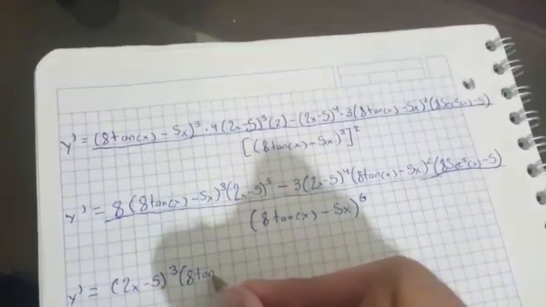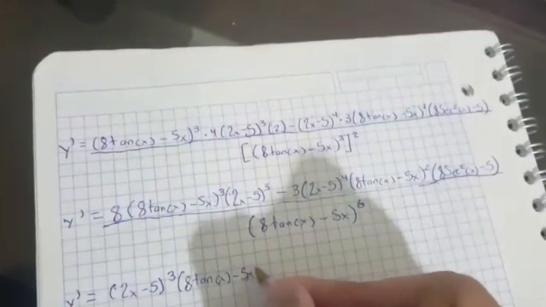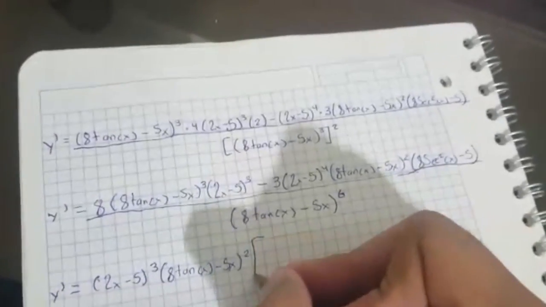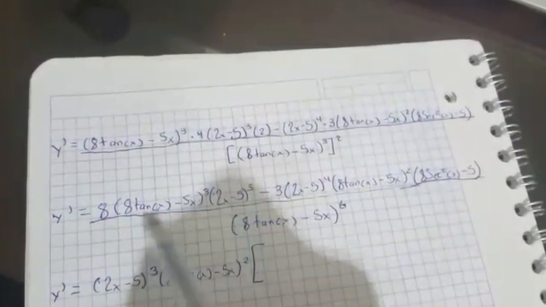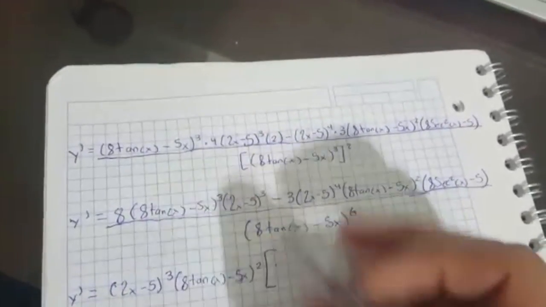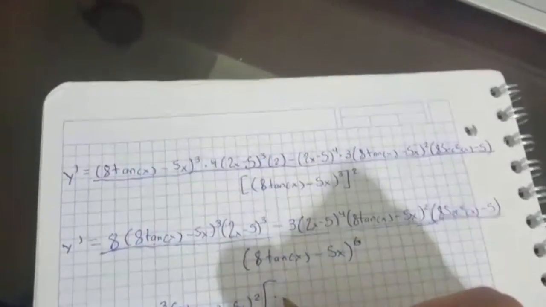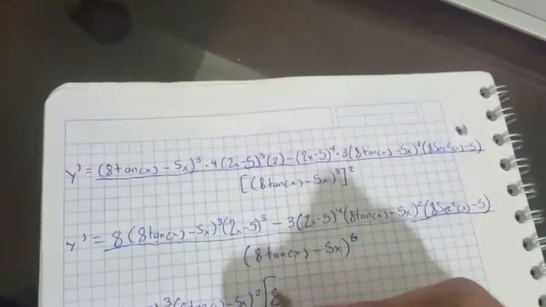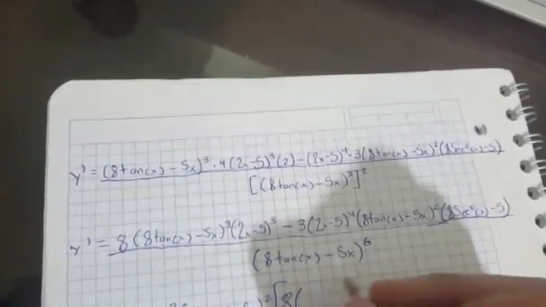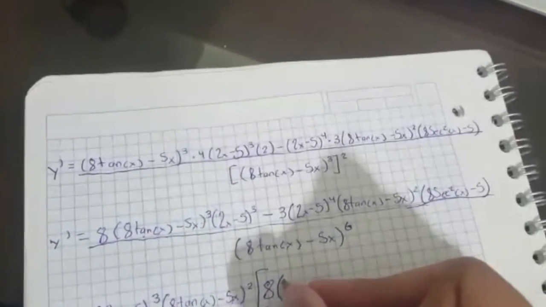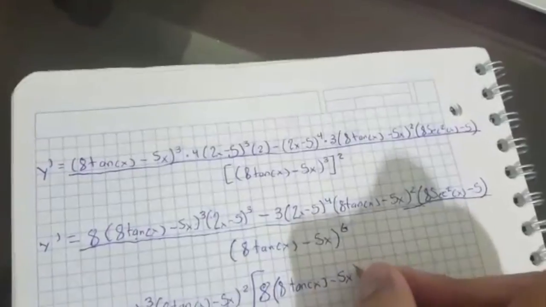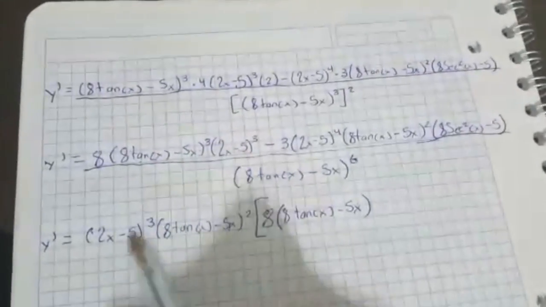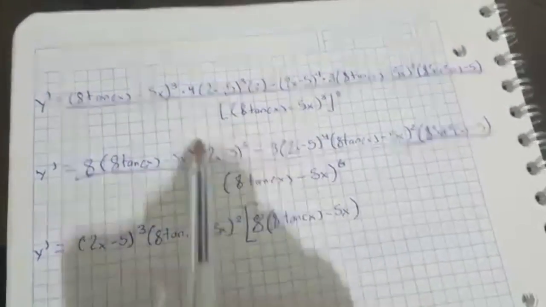8 tangent of x minus 5x, all this to the squared. And now we check it out. We took out 2 of these, so we're still missing 1. So we have left the 8. So 8 times 8 tangent of x minus 5x, and this was already factorized here, so that's this expression.